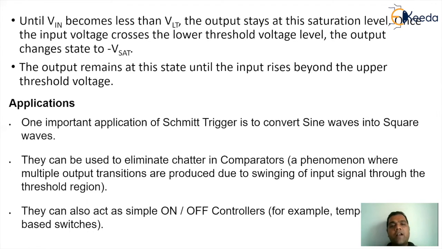Now, one of the advantages of the Schmitt trigger is that we are able to convert a sine wave into a square wave. We are also able to eliminate the impact of chatter, as well as the impact of temperature or external parameter variations which can affect the output. So this is the basic concept of your op-amp working as a Schmitt trigger circuitry.